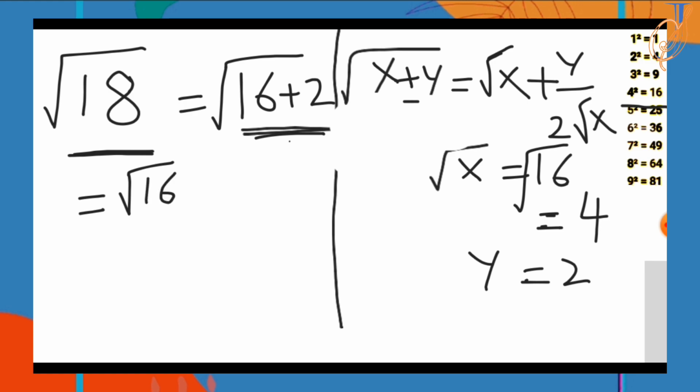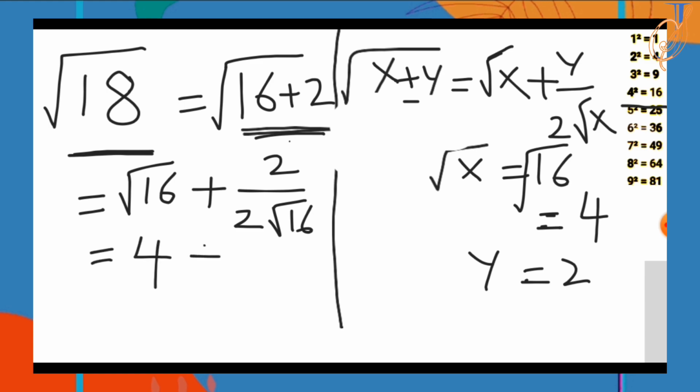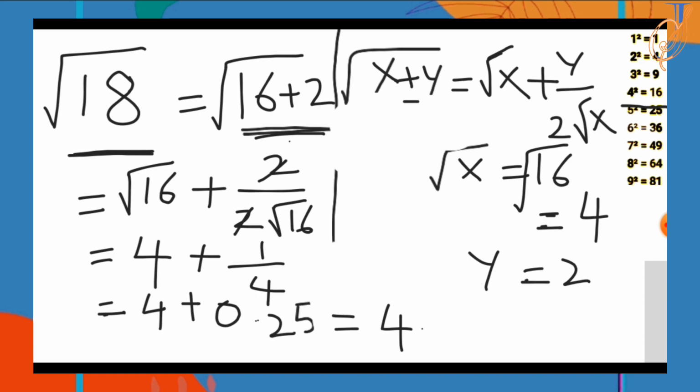Square root of 16 plus 2 by 2 square root of 16, which is equal to square root of 16, that is 4, plus, 2 gets cancelled. So 1 by square root of 16, which is 4. So that is equal to 4 plus 0.25, which is 4.25.